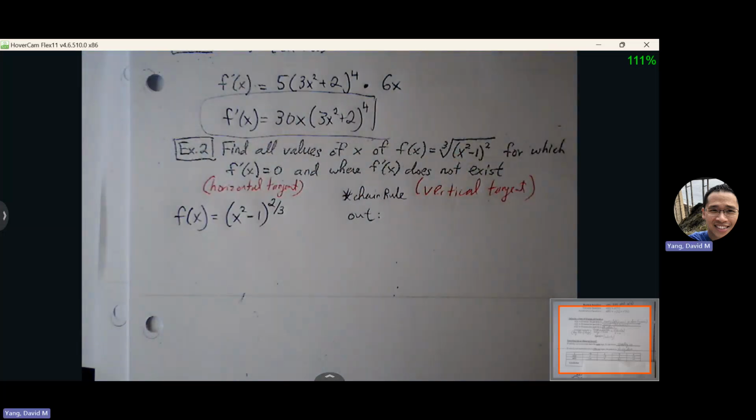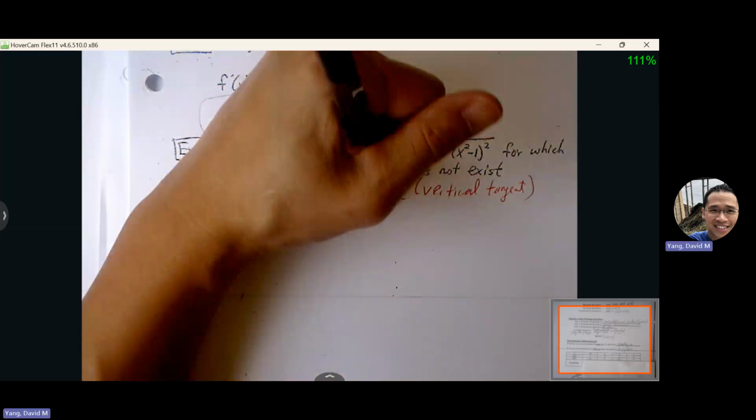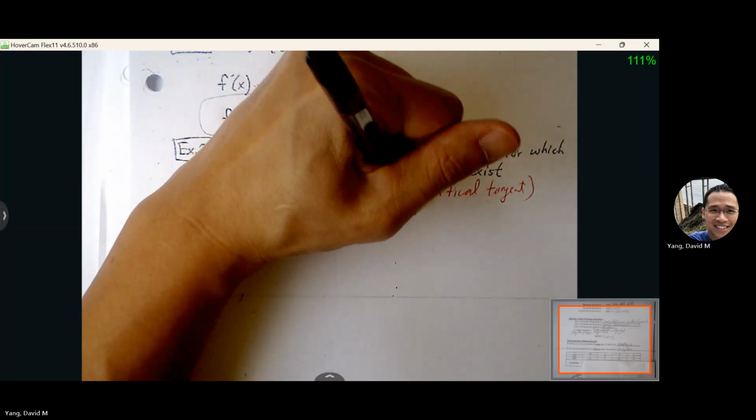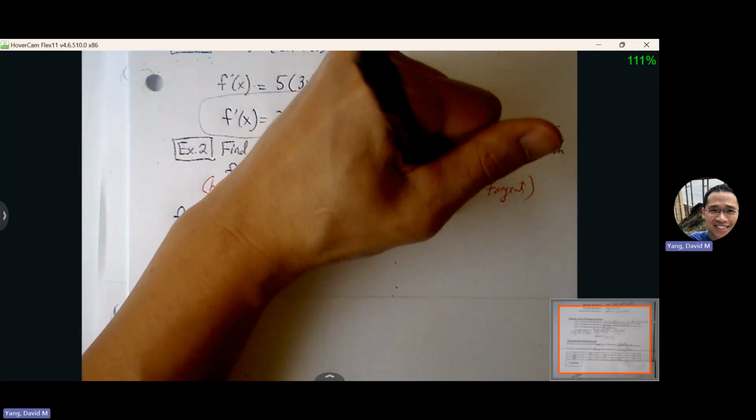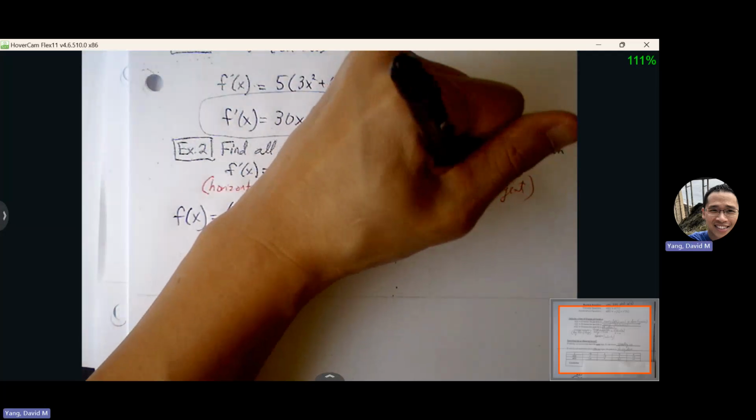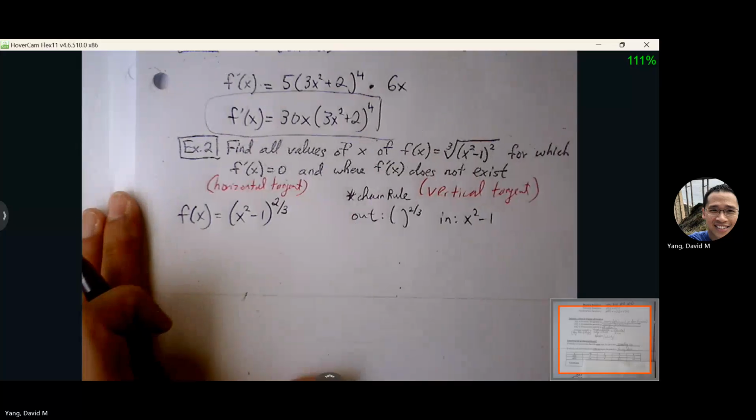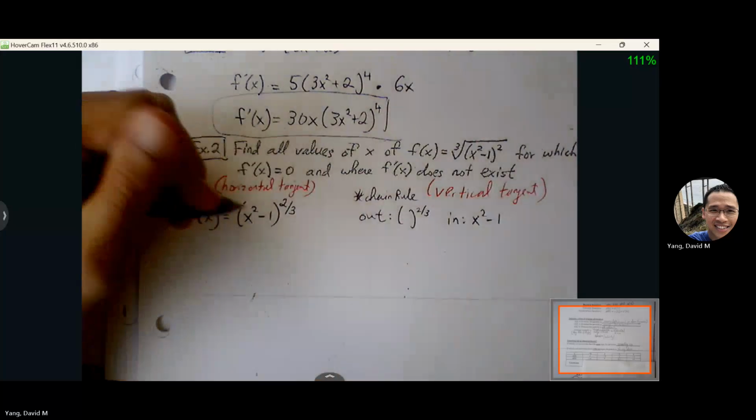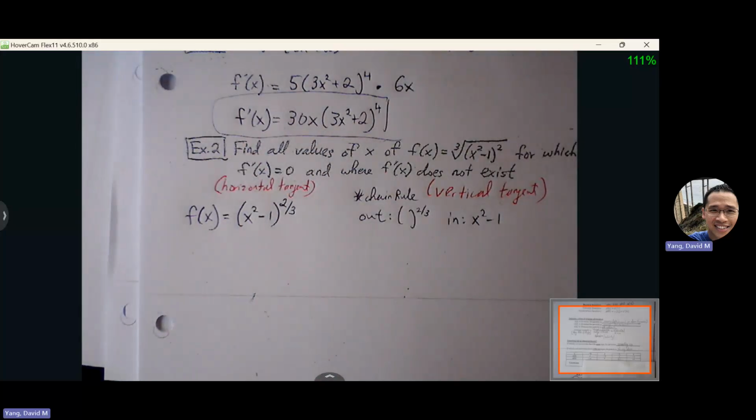So the outside component is just that parentheses to the 2/3. And the inside component is just that x squared minus 1. Yes. Sorry, why can't we power rule?